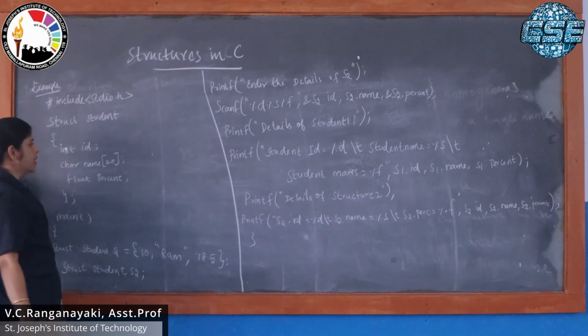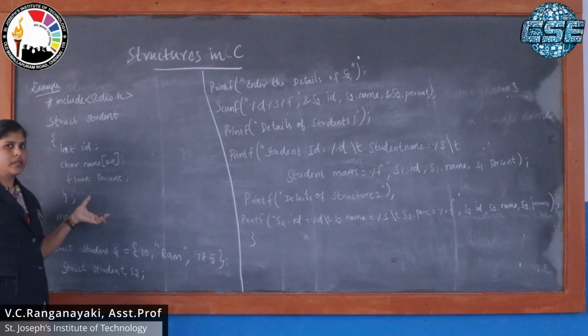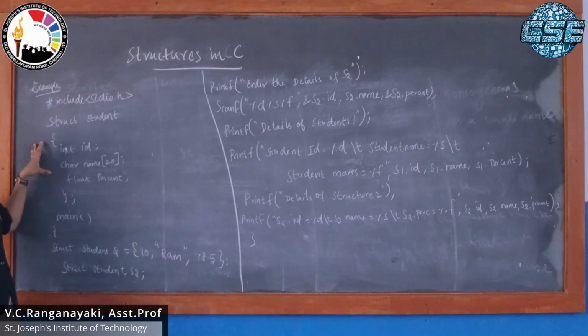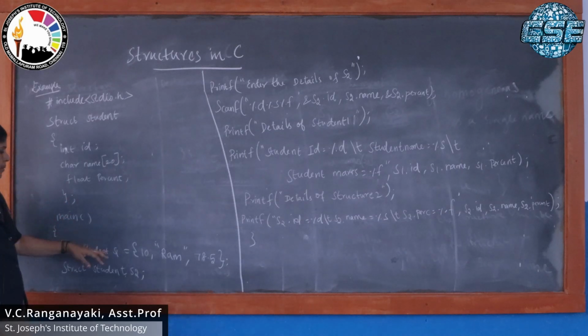In that student structure I add three details: student id, name, and percent. One more thing in structure: if we declare the structure anywhere in the program, outside of the main function, I can declare the structure definition there, but the structure variable should be inside the main function. In this example also I did that. I define the structure outside of the main function, but I define the structure variable inside the main function.